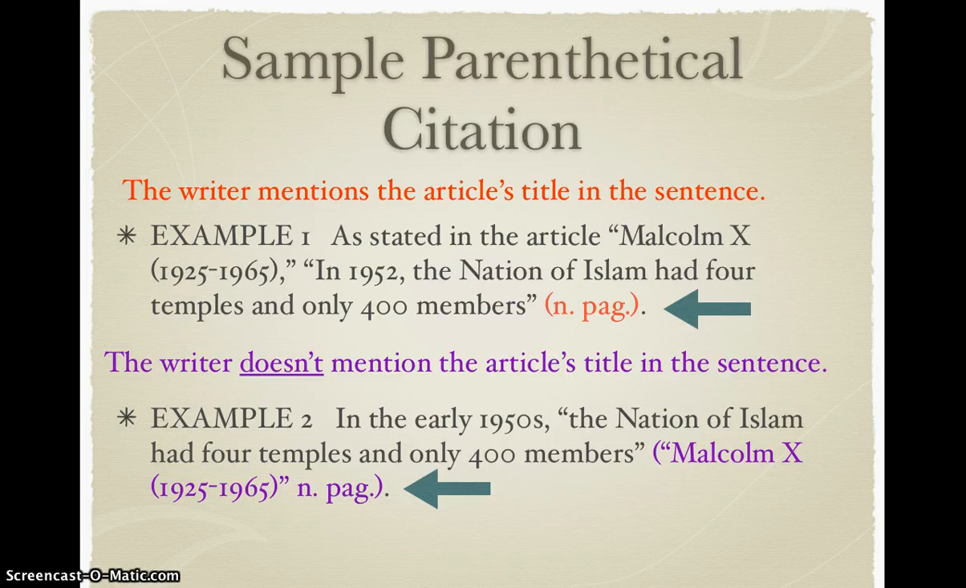Then in example 2, the writer doesn't mention the article's title in the sentence. This is the purple example. Let's read it. "In the early 1950s, the Nation of Islam had 4 temples and only 400 members." In purple, at the end, the citation reads, Malcolm X, 1925 to 1965, then n.pag. Again, the writer doesn't mention the article's title, so we need to put the article's title and n.pag. in the parenthetical citation at the end.